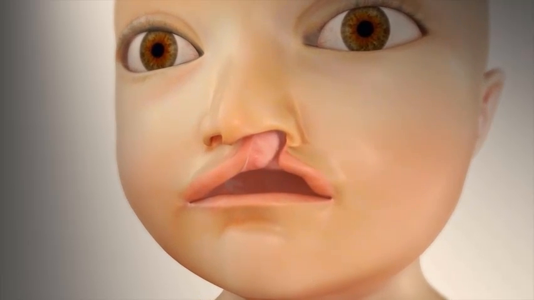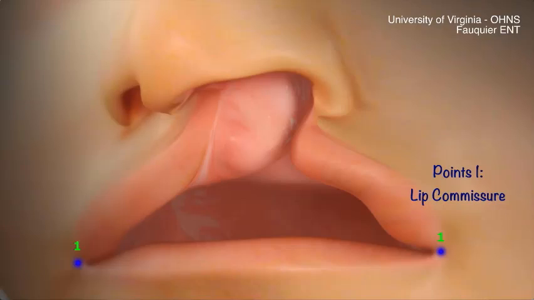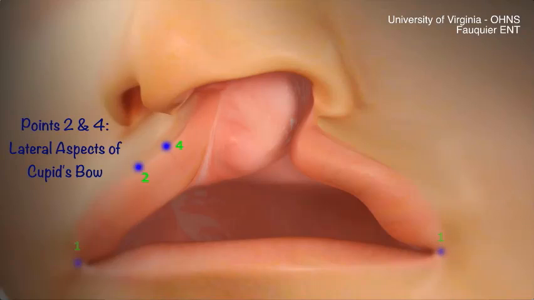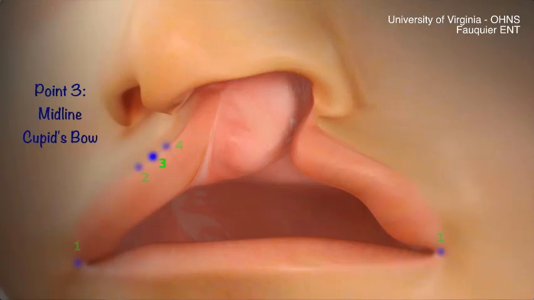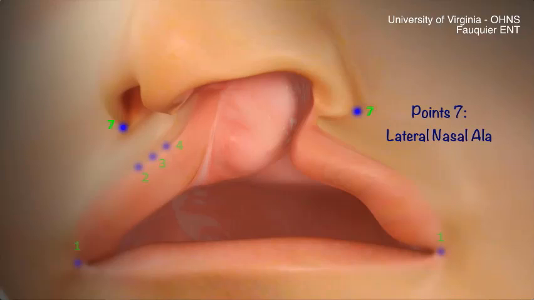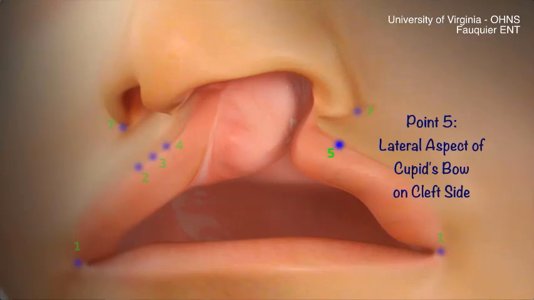Common technique for cleft. Points 1 are the edge of the lip commissure on both sides. Points 2 and 4 mark the lateral edges of the Cupid's bow, and point 3 is the midpoint of the Cupid's bow. Points 7 are the peak of the Cupid's bow, then the lateral aspect of the nasal ala. Then we mark the ala point of the nose.